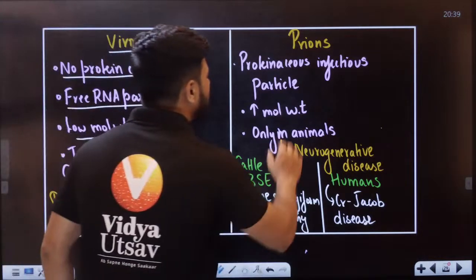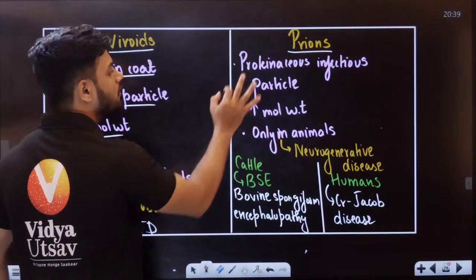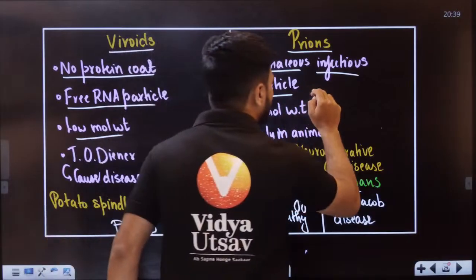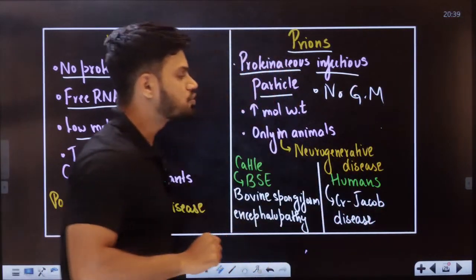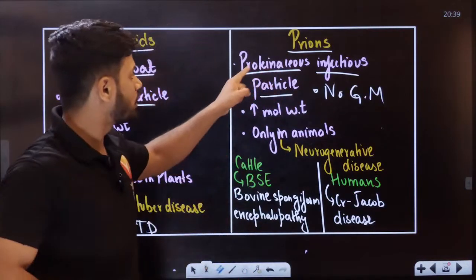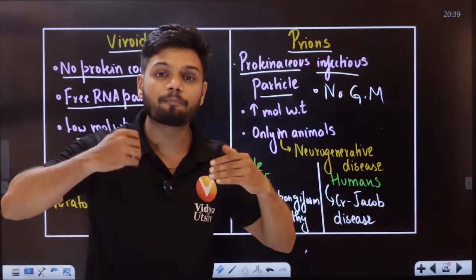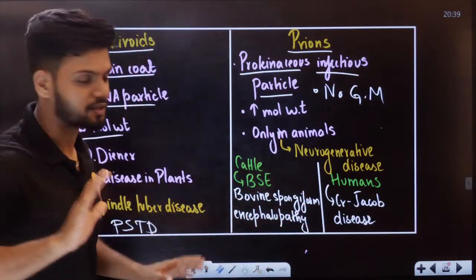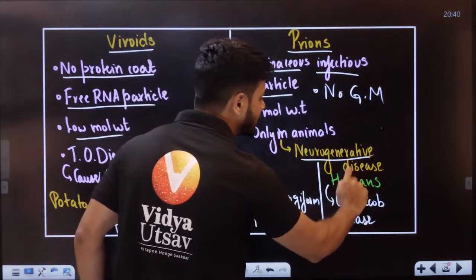Okay. Now, what are prions? Prions are completely opposite. Here we have proteinaceous infectious particles. No genetic material here. P for prions, P for proteinaceous infectious particles. Here the entire protein itself becomes infectious, students. Okay. So only in animals, it causes neurogenetic diseases.